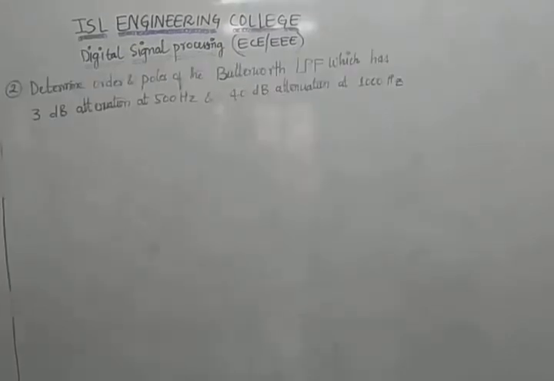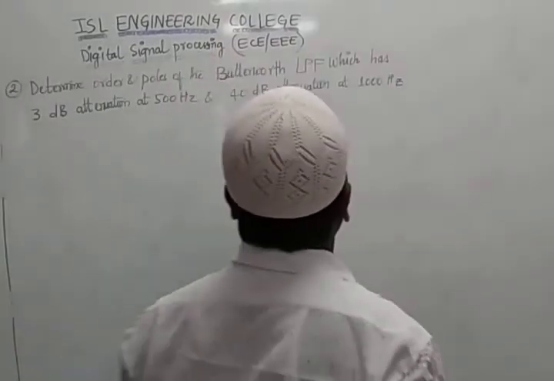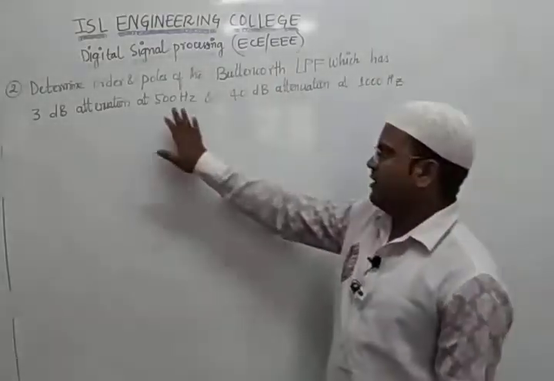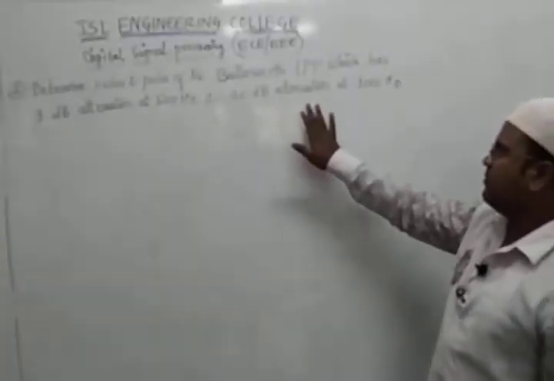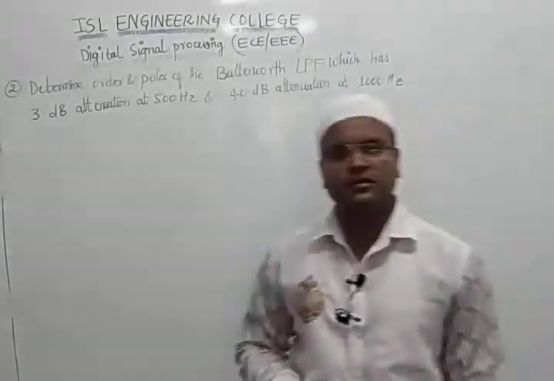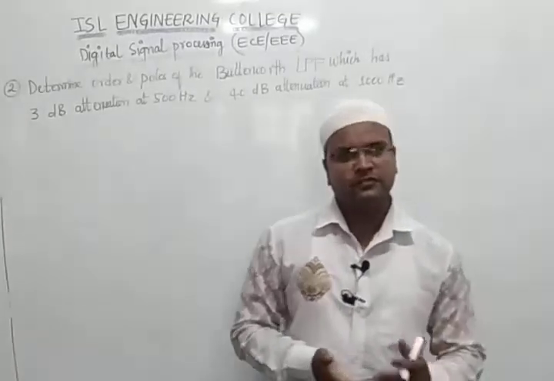So students, we do have second problem. Determine the order and pole of the Butterworth low pass filter which has 3 dB attenuation at 500 Hz and 40 dB attenuation at 1000 Hz. So we are given this question. In this, they did not mention which is the pass band and which is the stop band.